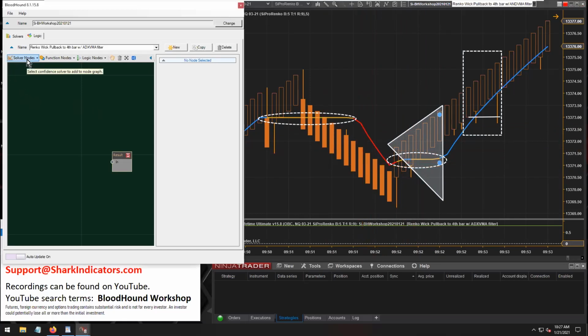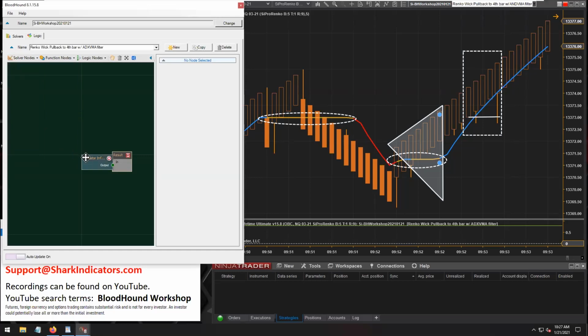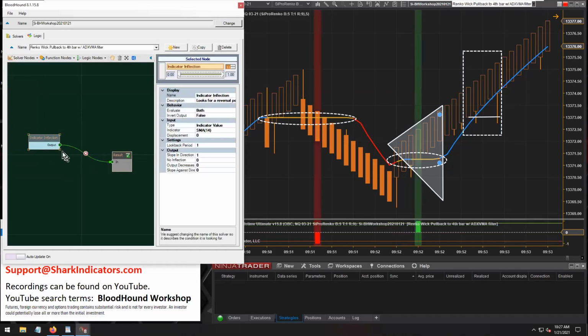So the first thing we're going to do is identify the reversal bars. And to do that, we can use an inflection solver here. Simply put, an inflection is a change in direction. So when it comes to charting, you can't change from left to right or right to left. Charts are linear.